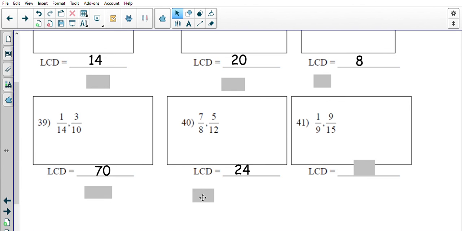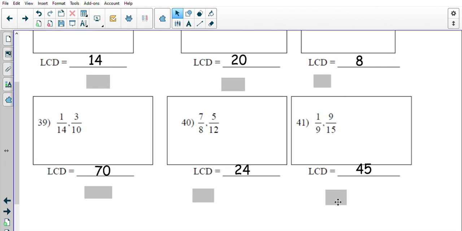And finally, number 41, this one's a little tricky. We've got 1/9 and 9/15. We're looking for the least common multiple of 9 and 15. So I started thinking of the multiples of 15, which are 0, 15, 30, 45, and I know that 45 is also a multiple of 9, so 45 will be my least common denominator here.